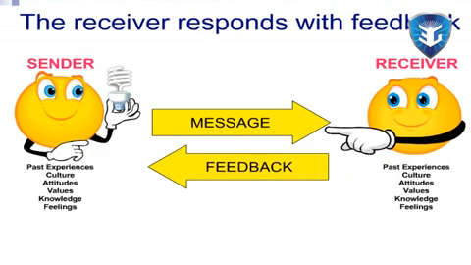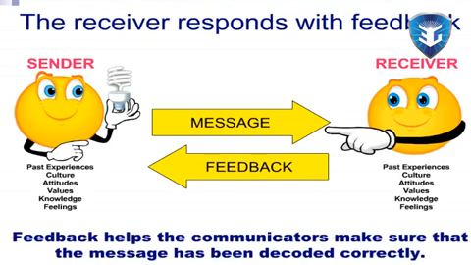The sender needs to make sure that the receiver understood the message. Therefore, it is the receiver's job to convey a message back. The receiver's reply to the sender is called feedback. The feedback allows the sender to ensure that the original message was interpreted correctly by the receiver.